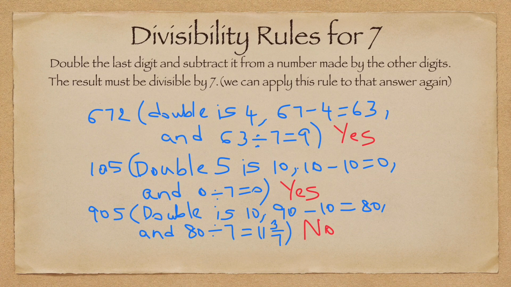Divisibility rule for 7. Double the last digit and subtract it from the number made by the other digits. The result must be divisible by 7. We can apply this rule to that answer again.